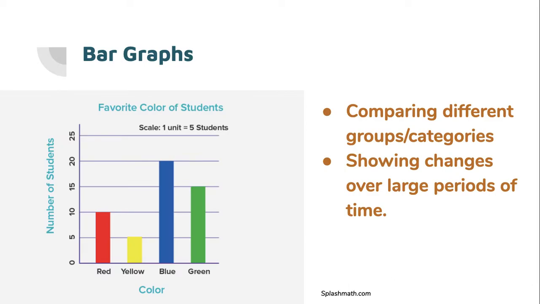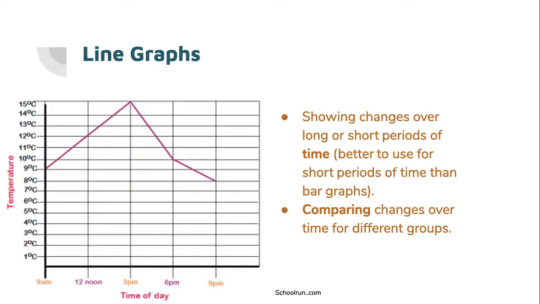Let's look first at bar graphs. Bar graphs are great for comparing different groups and categories and for showing changes over large periods of time, like weeks or years. A line graph is much better at showing change over time for shorter periods of time.